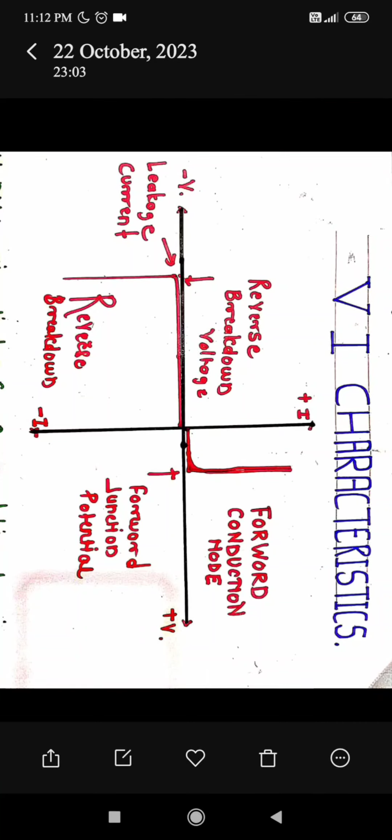At the forward junction potential, the diode starts conduction. So the forward conduction mode is called conduction mode. Here the diode starts to operate. It is approximately 0.3 volts for germanium and 0.7 volts for silicon.